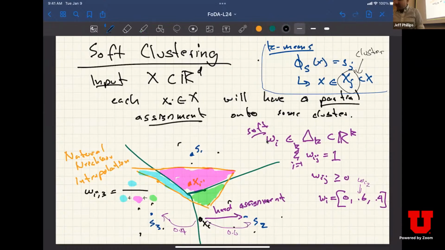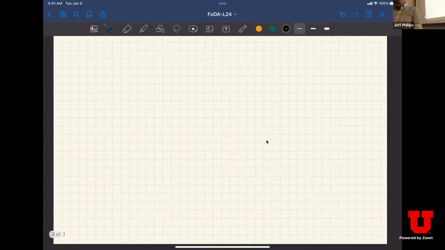Okay, so I'm going to add up those areas and divide the blue area by the sum of all of these areas, right? And so this is how I could assign the weight. Okay, so this is one way how to assign the weight. And so in the soft clustering, so if we do a small example here, soft clustering.